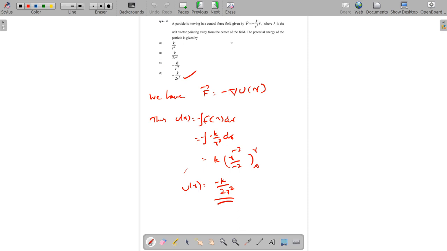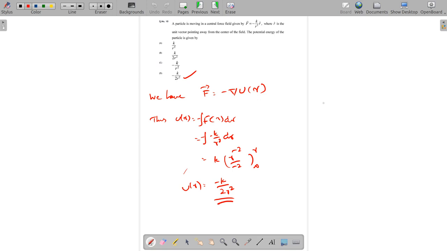Question number 10. A particle is moving in a central force given by F equals minus k by r cubed times r cap. r cap is a unit vector pointing away from the center of the field. The potential energy of the particle is... again, it's a basic question. Force and potential are related as force is given by the negative gradient of potential. Or the other way around, potential is given by the integral of force.